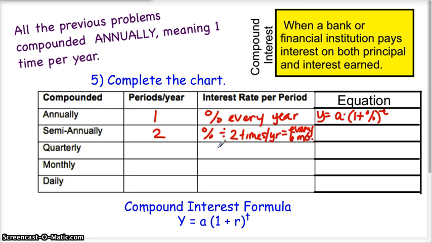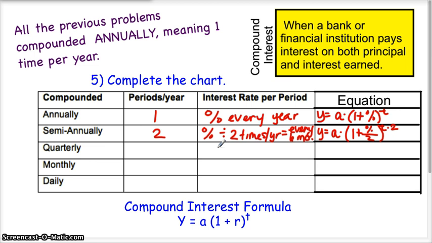Our equation would be like the one that we used in the first example in this video. We would have y, our total amount, equals our principal, A, times 1 plus 100% that we put in, plus our percentage of interest divided by 2, and our t value. How many times are we gaining interest each year? It's 2 times the number of years. So T times 2.